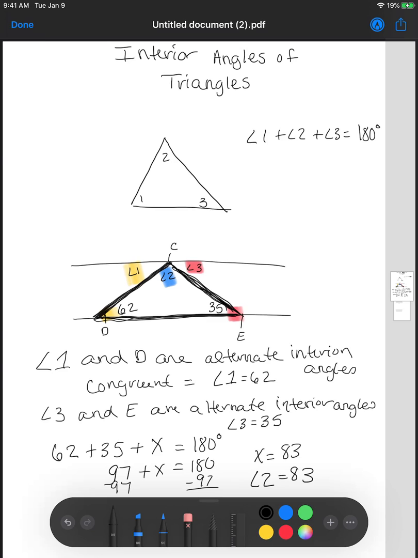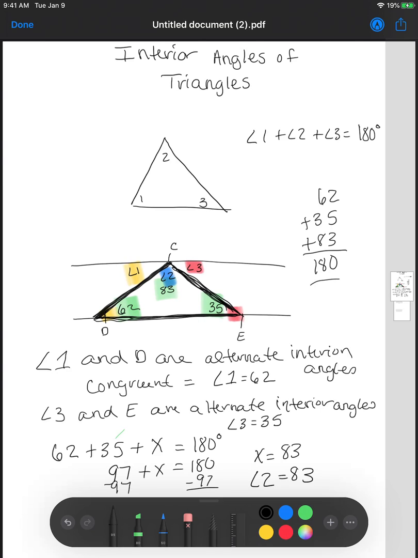So now I know, and I could check my work. I could see if 62 plus 35 plus 83, because those are the angles inside. Those are 62, 83, and 35, all the angles inside the triangle, which equal 180 degrees.